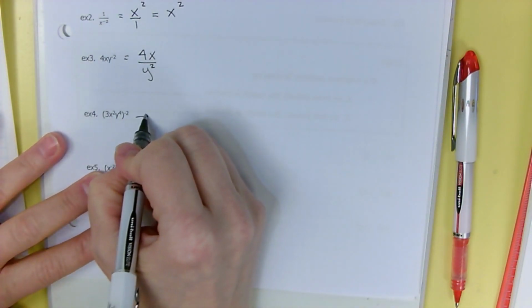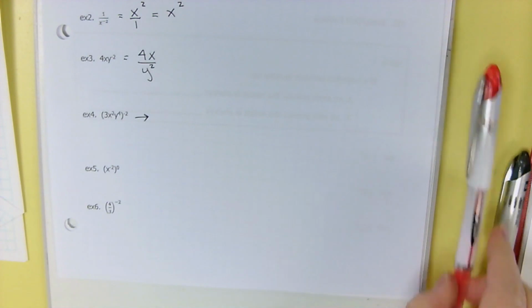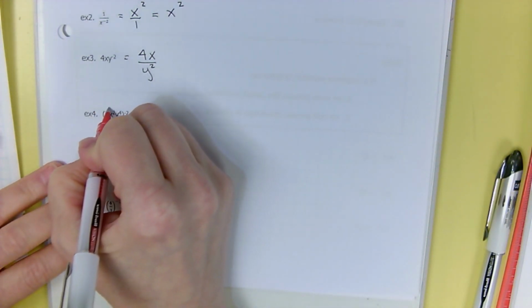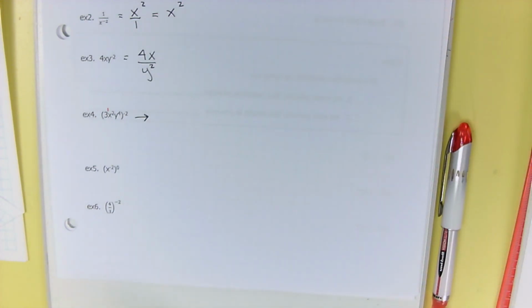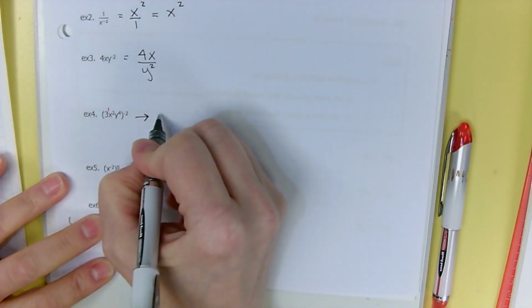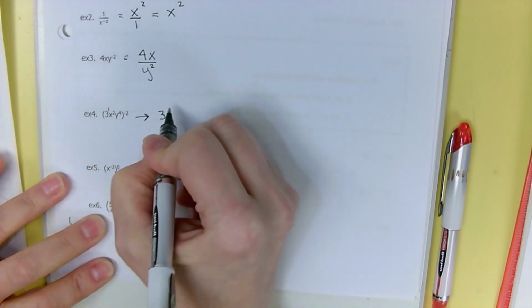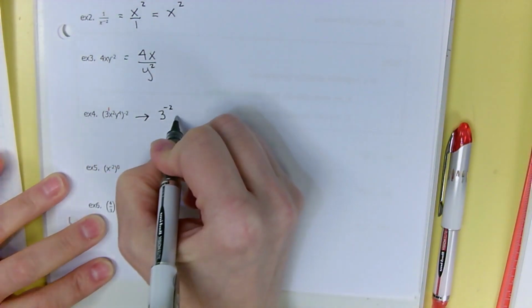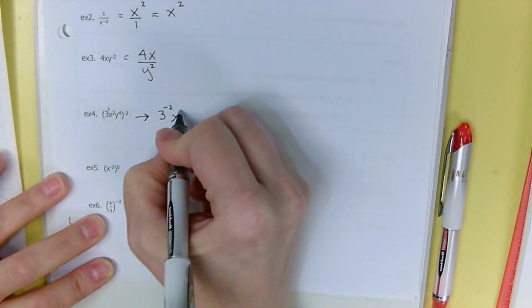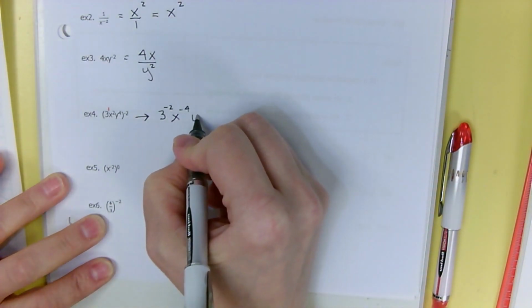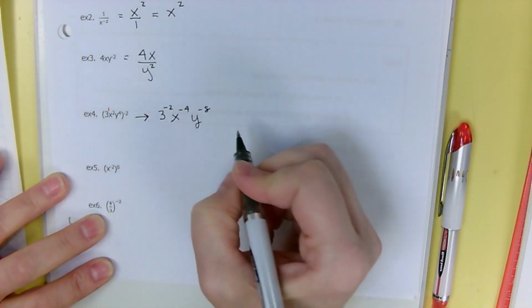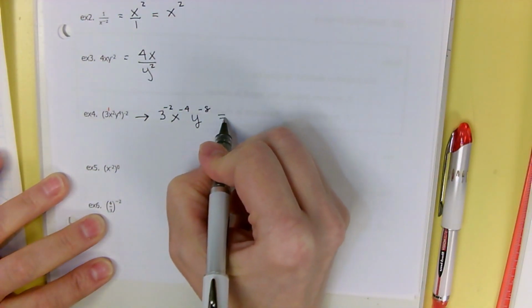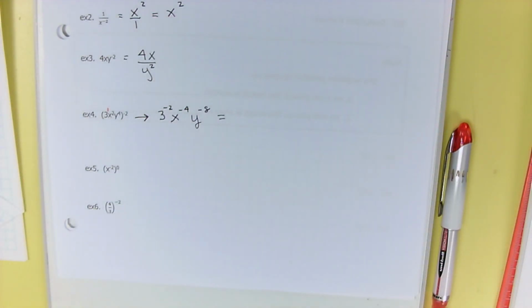Okay, so the first way to do this is to distribute the negative 2. Remember that 3 has an invisible power of 1. So when you distribute, you're going to keep the base and multiply. So that would be 3 to the 1 times negative 2, which is negative 2. X to the 2 times negative 2, so that's negative 4. Y to the 4 times negative 2, so that's negative 8. So we got rid of the parentheses first. And that's as simplified as we can get using exponent rules.